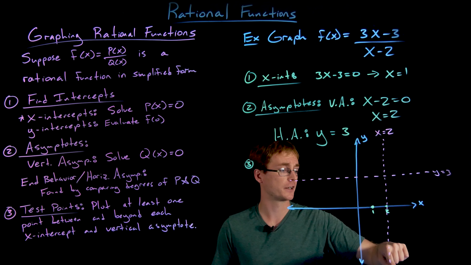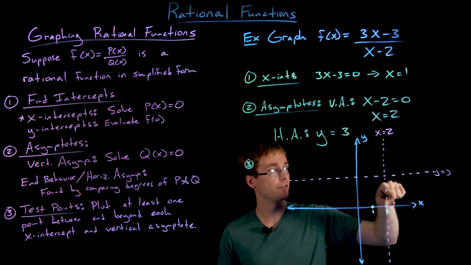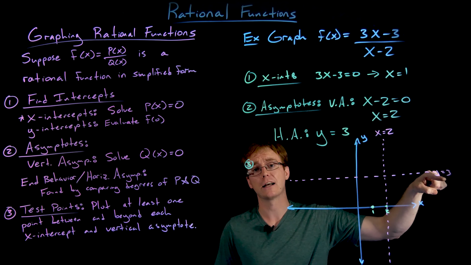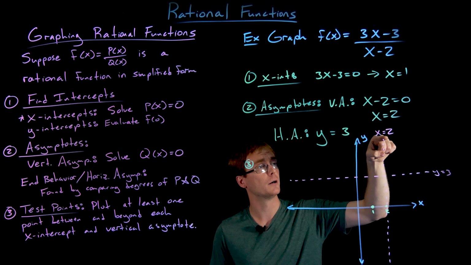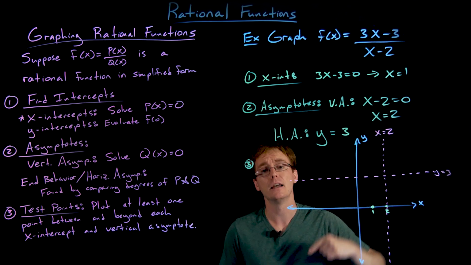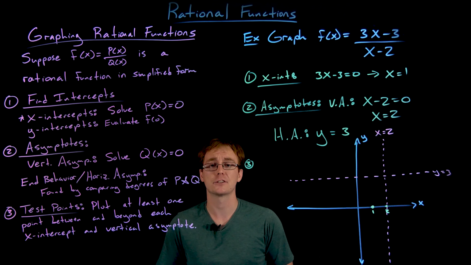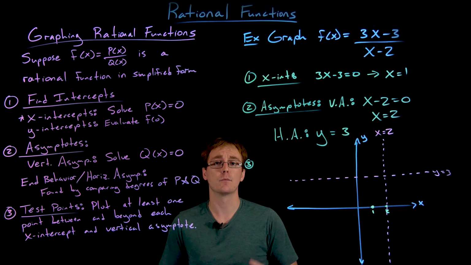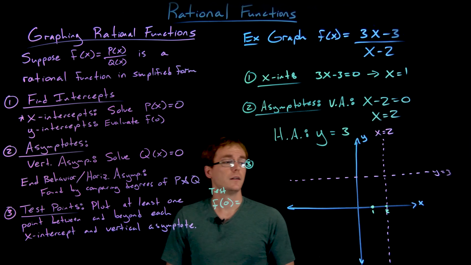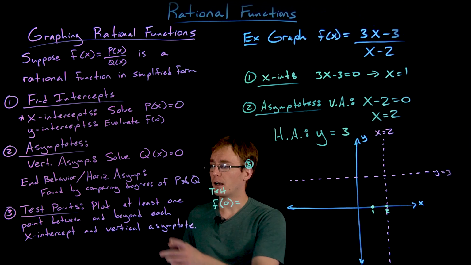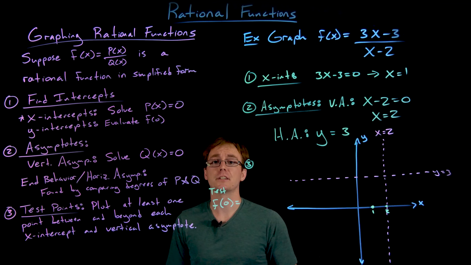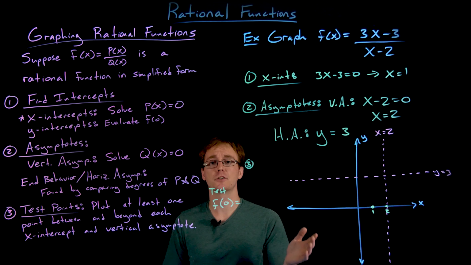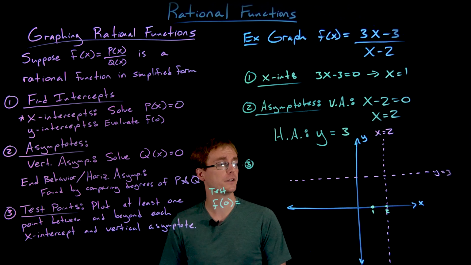Or on this side, we're going to come up from negative infinity and approach our horizontal asymptote at y equals 3, or come down from positive infinity and approach our horizontal asymptote at y equals 3 from above. This is exactly the point and why we need these test points. And so we need test points between and beyond each x-intercept and vertical asymptote. I always like to work from left to right finding my test points.